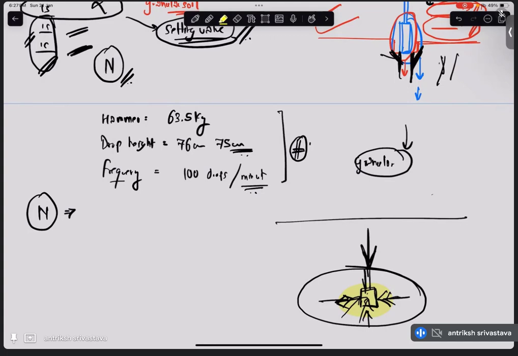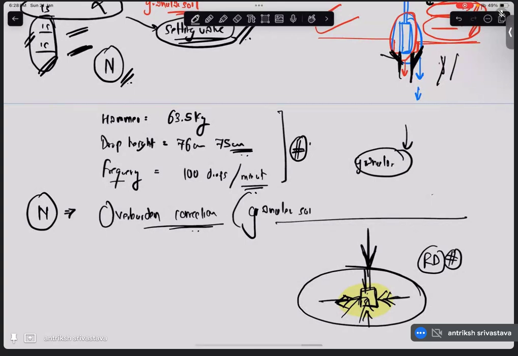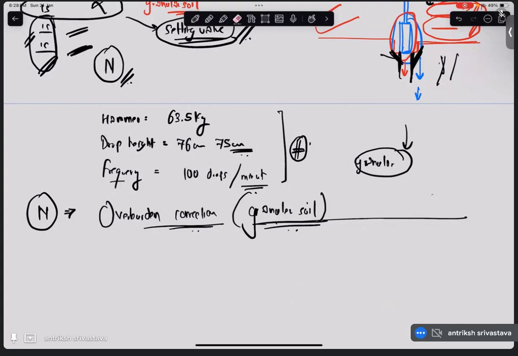So this difference in the confining pressure sometimes makes you overestimate the hardness, the relative density, of the soil, right? That's why we do this overburden correction. We do this overburden correction for granular soil to account for the confining pressure. Okay. Now, what is the formula for this overburden correction? Let's look at the formula.